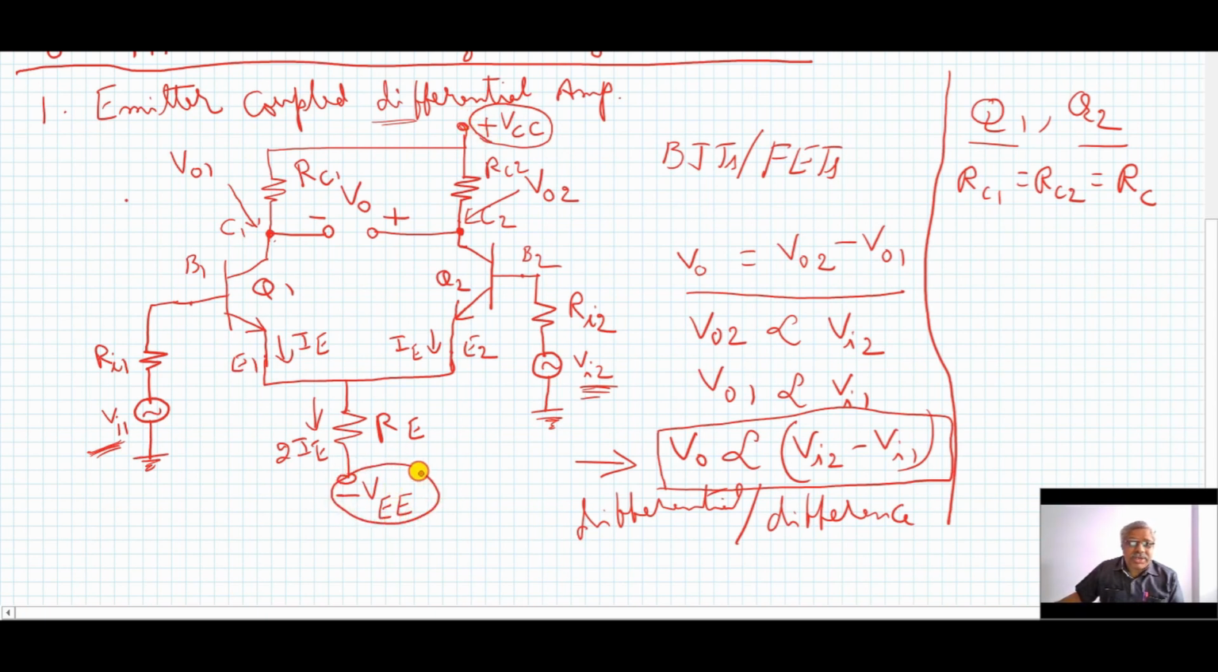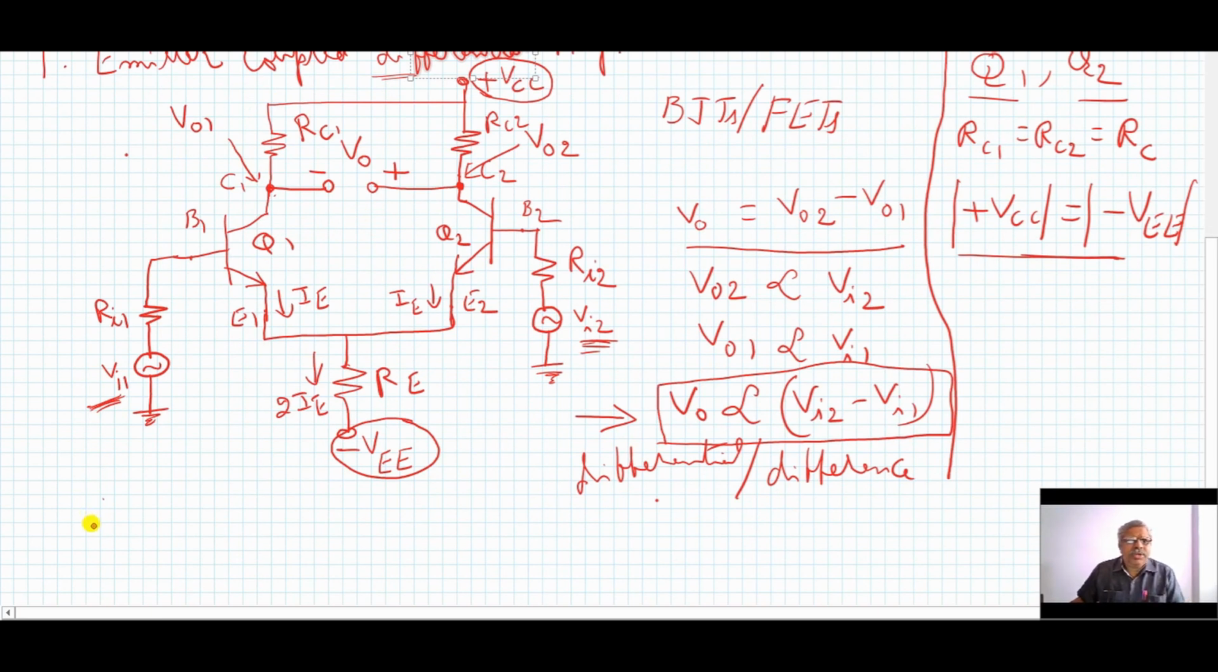So this circuit needs two power supplies, one positive power supply and one negative power supply. To obtain symmetrical outputs, we have to select the magnitudes of both power supplies equal, meaning the magnitude of plus VCC should be equal to the magnitude of minus VEE. Then only we can get a symmetrical amplified output.